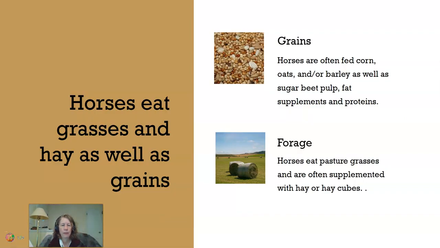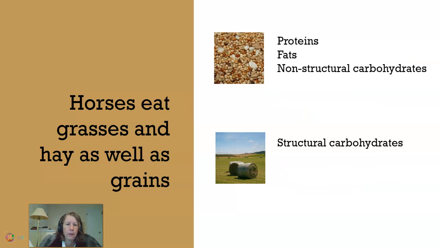So the problem with horses is they eat all those things. They eat carbohydrates, proteins, and fats, just like dogs do, but they also eat grasses. And their carbohydrates can be a bit different. So they often eat corn, oats, and or barley, which are cereals, carbohydrates, sugar beet pulp. They get given fat supplements, and they eat proteins, which tend to be the legumes like alfalfa leaves. But they also eat pasture grasses and hay or hay cubes.